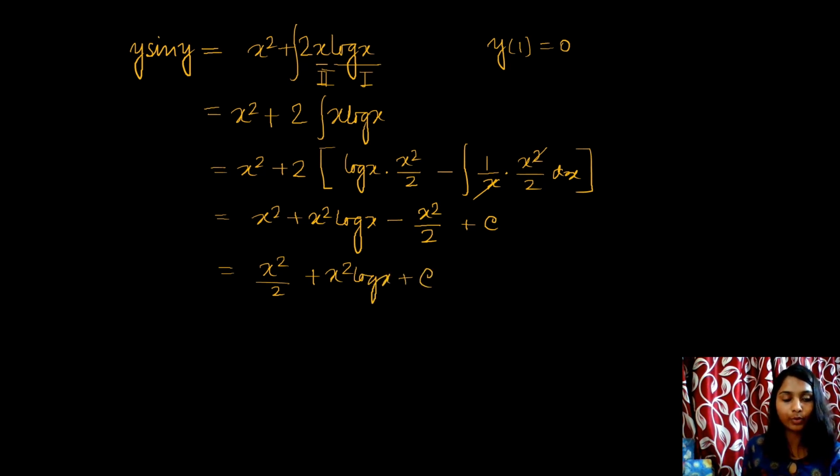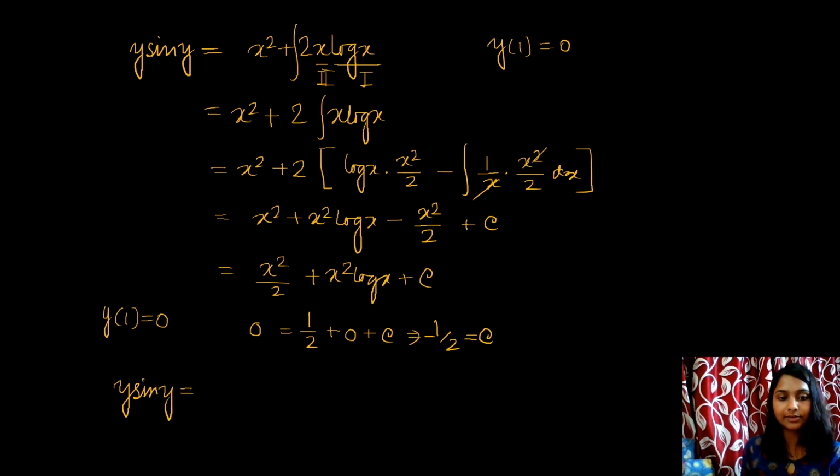So y equals 1 equals 0. It will give sine 0 is 0. Therefore 0. x equals 1 half, and log x, log 1 means 0, plus c. So c equals minus half. So by putting the value of c, we obtain the solution of this differential equation: x square plus 2 x square log x minus half.